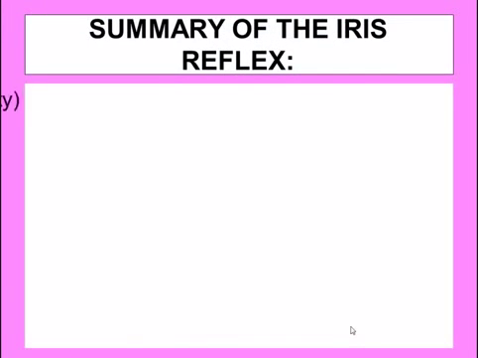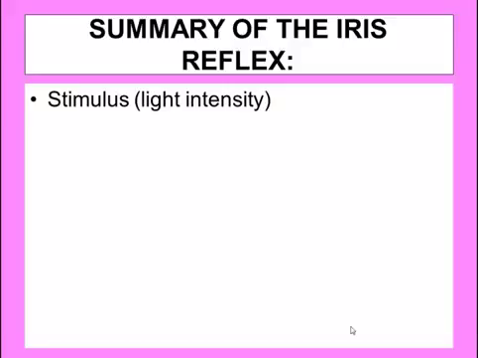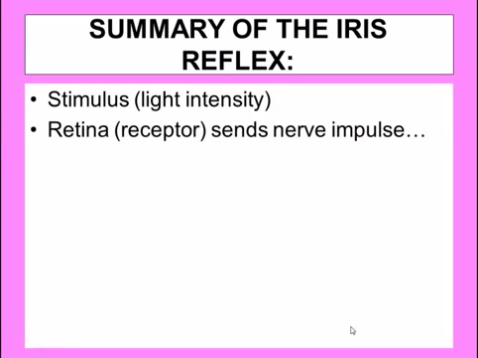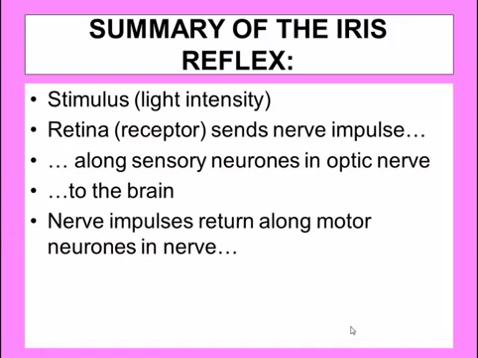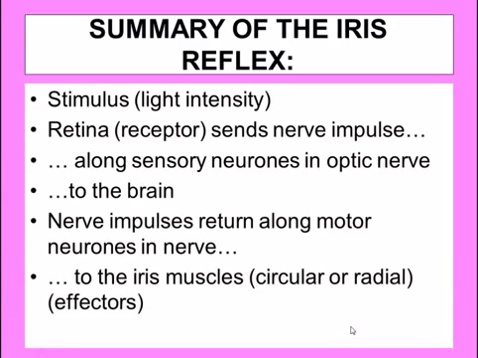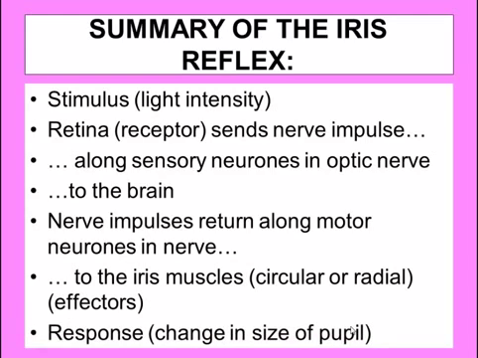In summary of the iris reflex, our stimulus is the light intensity, and you will need to be able to describe the iris reflex in terms of bright light and in terms of dim light. The retina is our receptor, and that sends nerve impulses, or indeed electrical impulses, along sensory neurons in the optic nerve to the brain, and nerve impulses then return along the motor neurons in the optic nerve to the iris muscles, be they circular or radial, and you will have to remember which does which, and that changes the size of the pupil, dilates it or constricts it.